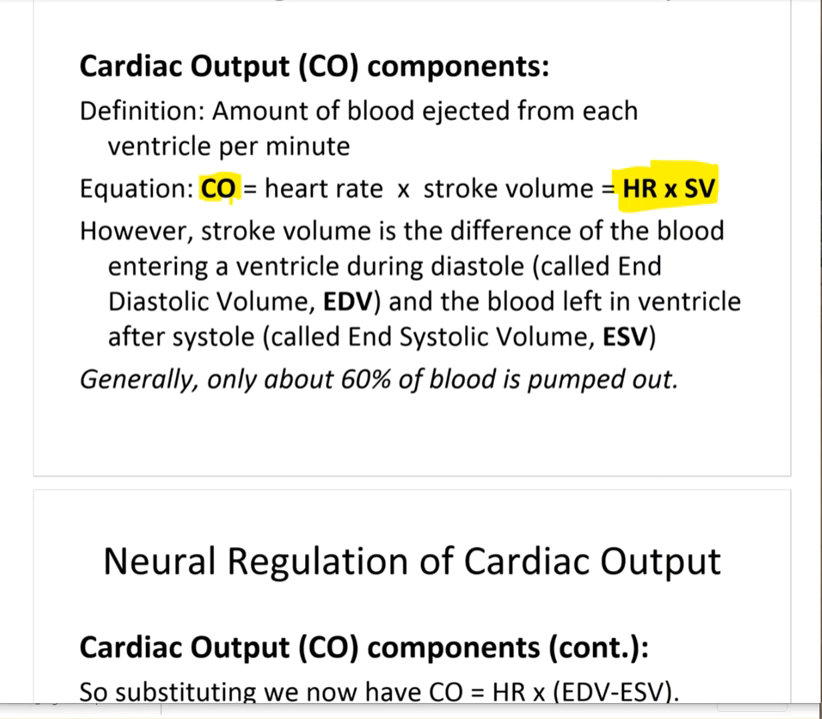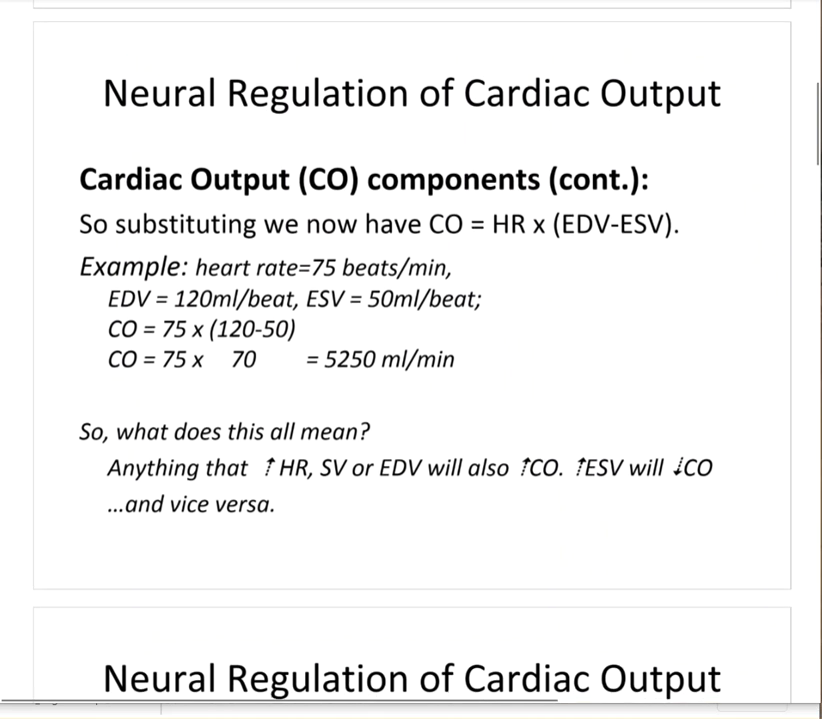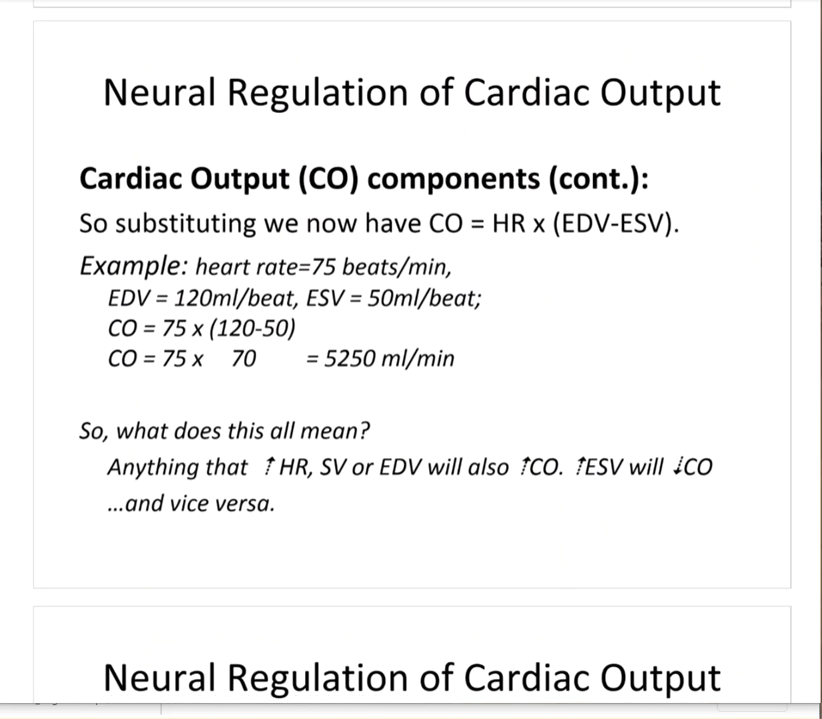So stroke volume is the difference of the blood entering a ventricle during diastole, which is called end diastolic volume, or EDV, and we then subtract from that the blood left in the ventricle after systole, after contraction, and this is called end systolic volume, okay? Generally, only about 60% of the blood is pumped out, so blood remains, and that's okay. That's normal.